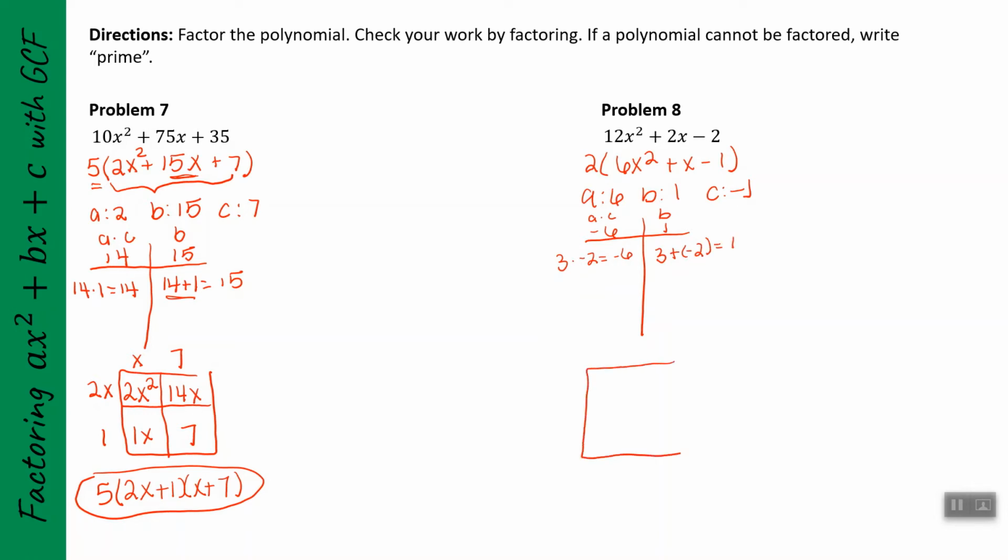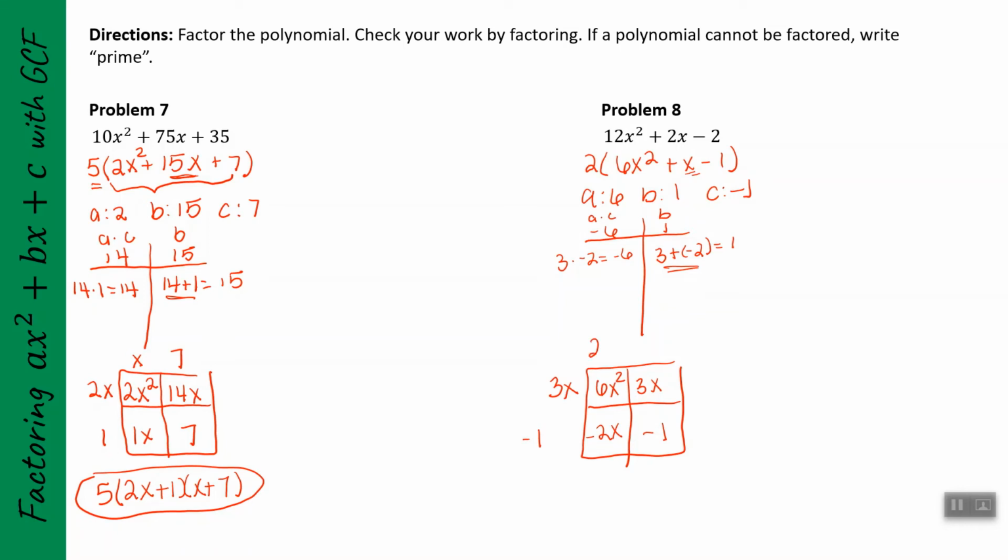So again, make my box. First box is my first term, 6x squared. Last box is my last term, which is negative 1. And then I break down this middle term into the two that I found here. So 3x and negative 2x. Okay, GCF between 6 and 3 is 3. They both also have an x in common. Between negative 2 and 1, my GCF is negative 1.